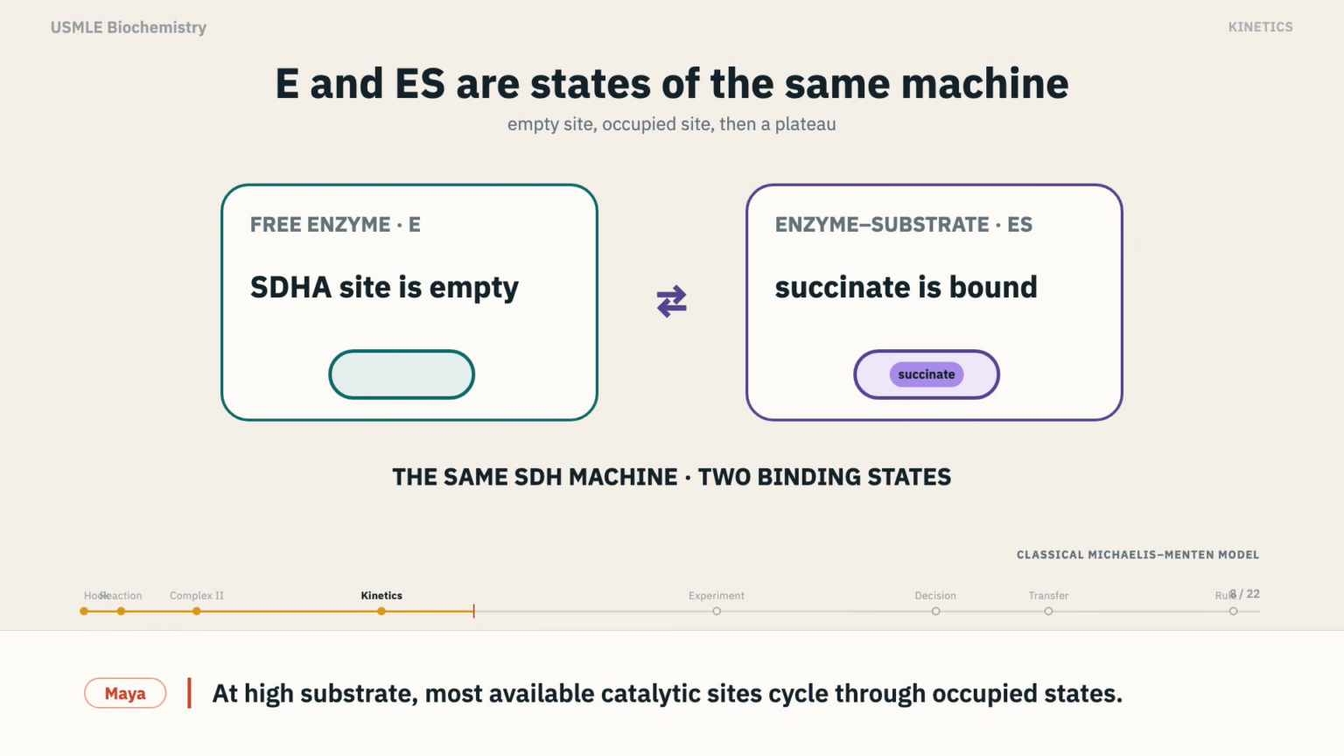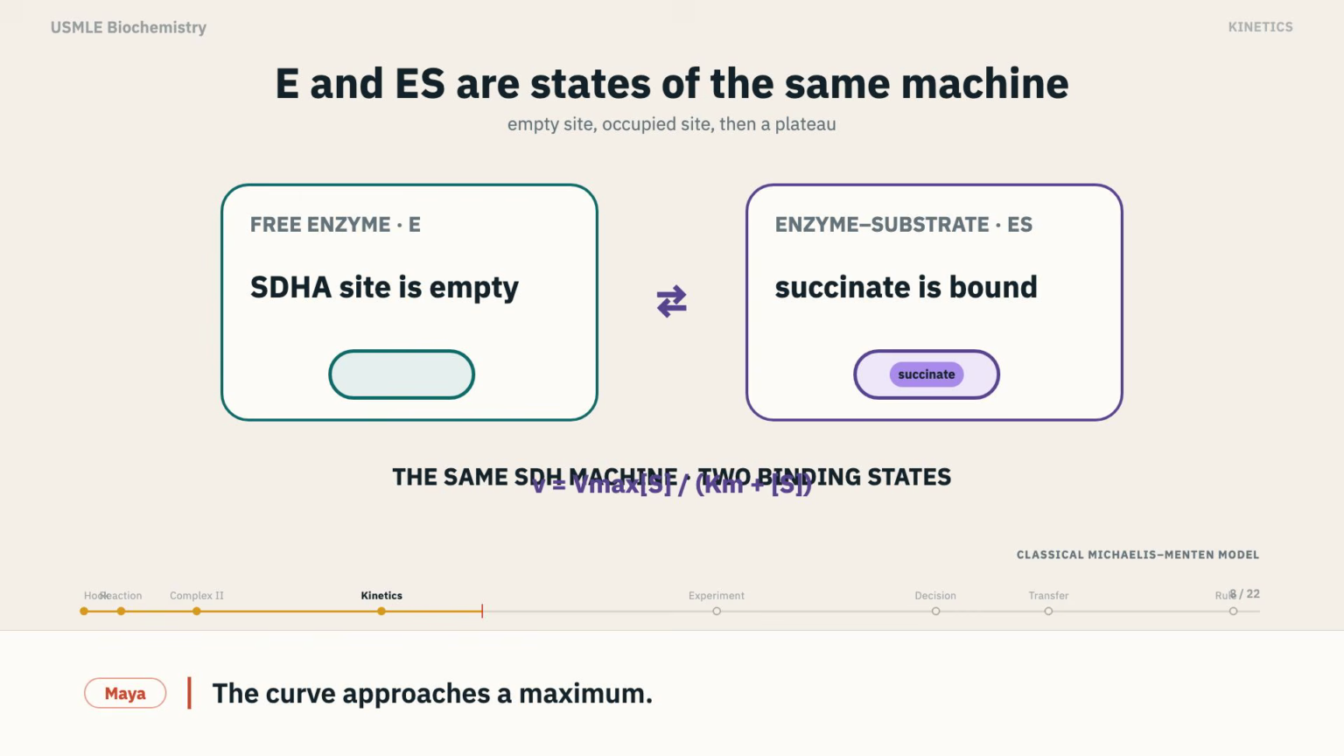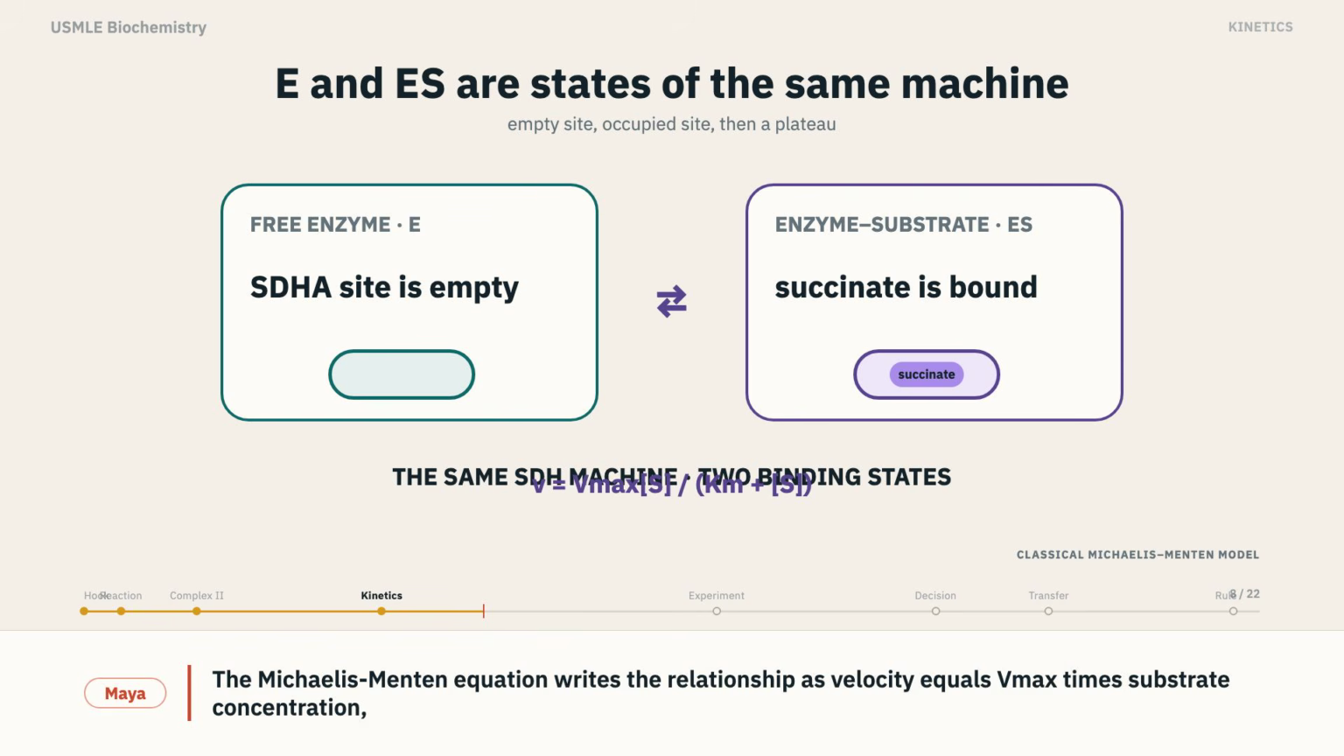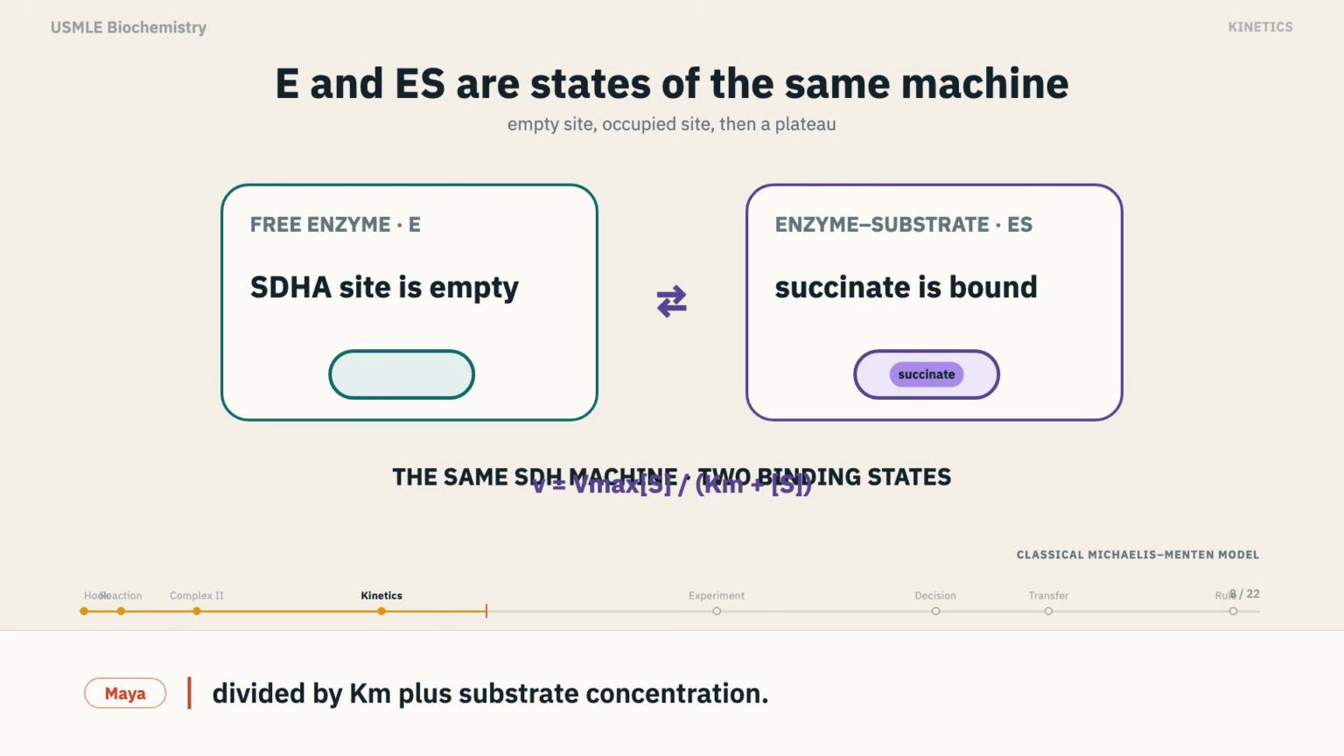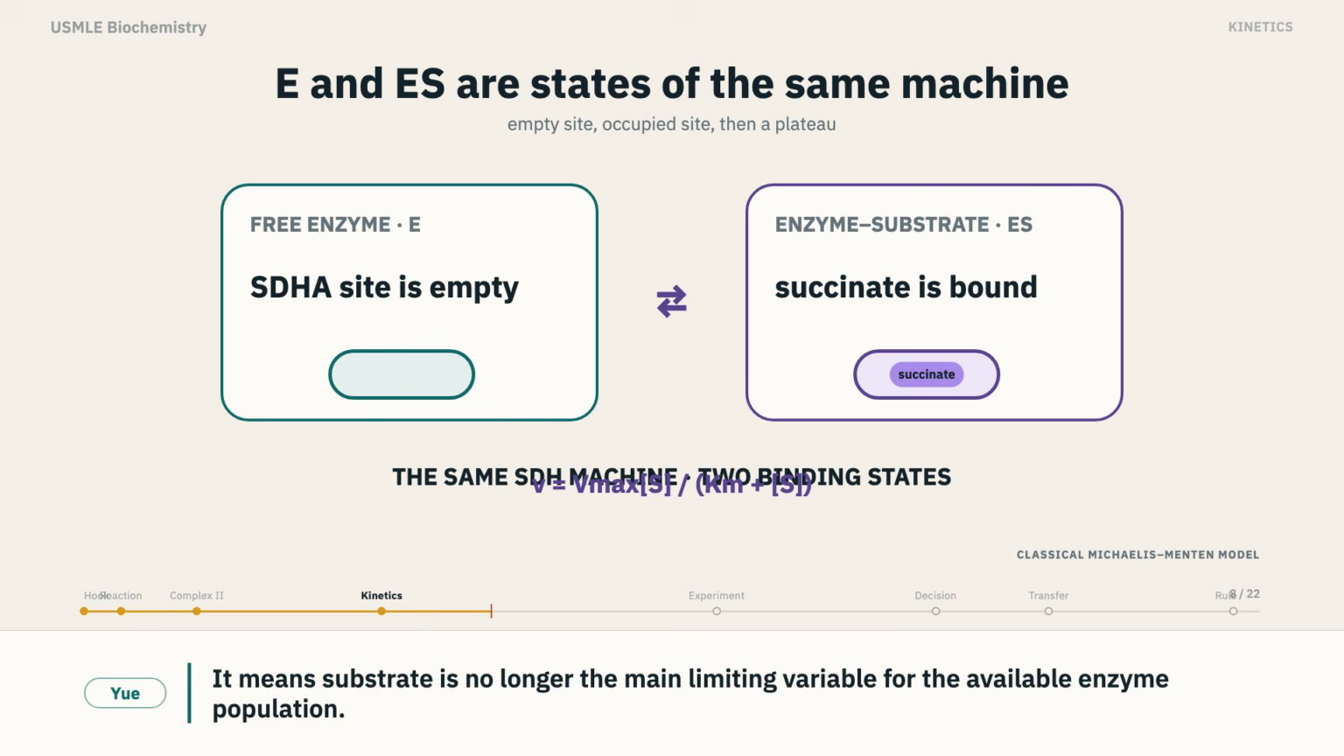At high substrate, most available catalytic sites cycle through occupied states. Adding more substrate produces a smaller and smaller increase in rate. That creates the plateau. The curve approaches a maximum. The Michaelis-Menten equation writes the relationship as velocity equals Vmax times substrate concentration divided by Km plus substrate concentration. So saturation is not the enzyme getting tired. It means substrate is no longer the main limiting variable for the available enzyme population.